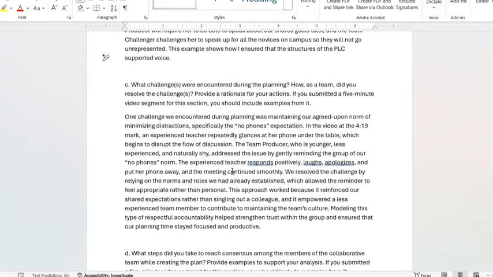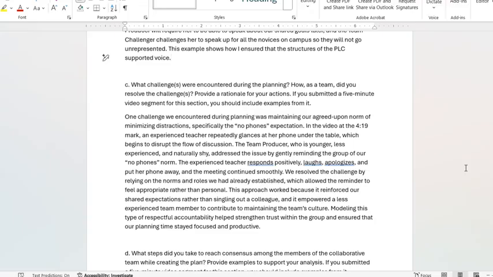So C says, what challenges did you encounter? How, as a team, did you resolve the challenge? So you don't just want it to be you telling people to put their phones up. It has to be about your team. And you also want to have a rationale. We did this because, or this happened because. So you can see how we did this.